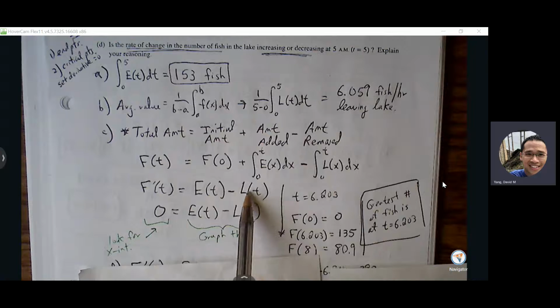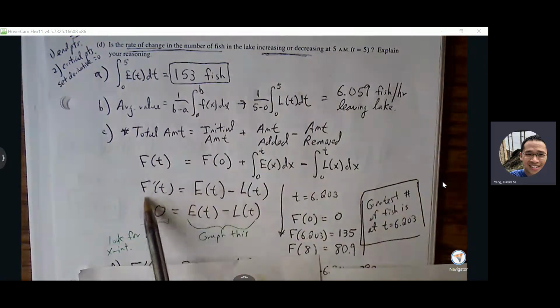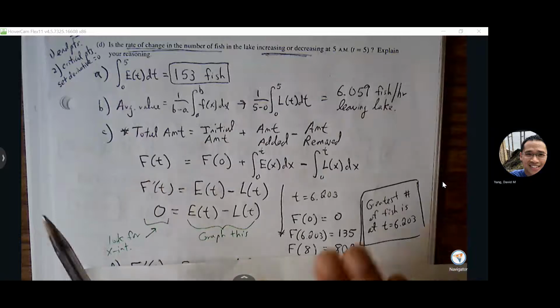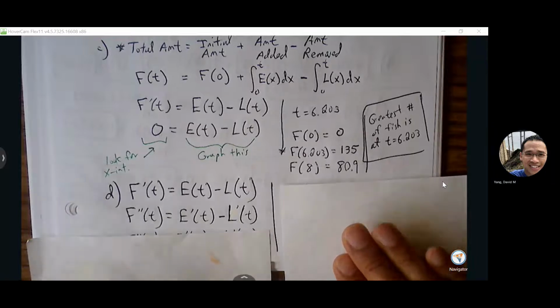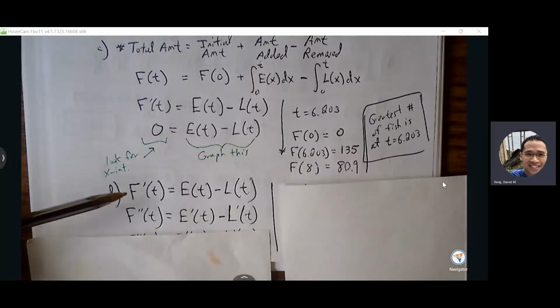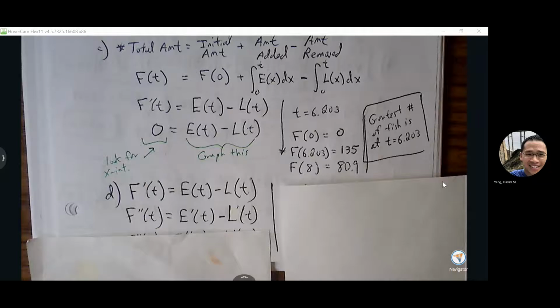F prime is E of t minus L of t. So if I want to do the increase and decrease of this rate, then it's going to take me to the second derivative. So here's my second derivative. Just make everything go down one level. F prime becomes F double prime, E becomes E prime, and L becomes L prime. I want to find out the rate at which fish is either leaving or coming in. You know, rate of change in terms of: is the rate increasing or decreasing?